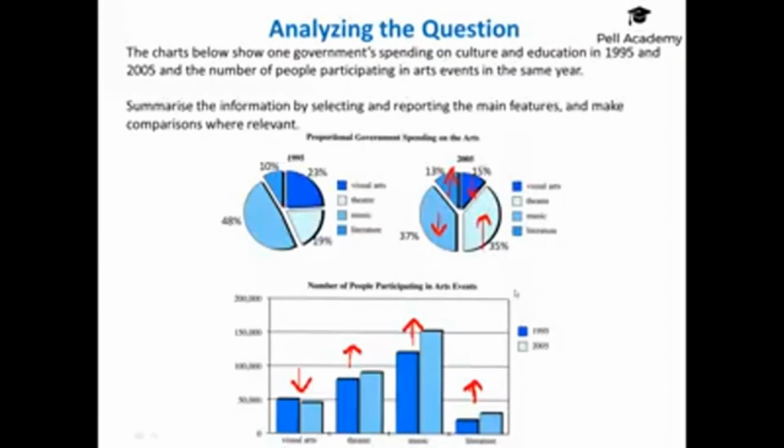I just thought I'd show you this. If you're using a laptop to watch the demo lesson, I would strongly advise you to take a screenshot of the question, and then you can make these little annotations. I've just drawn up arrows and down arrows. It's just easier to see what's happening.